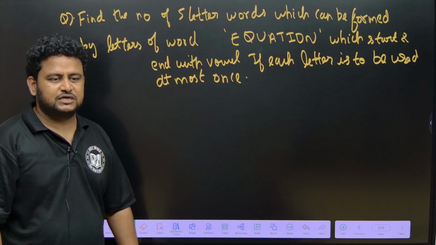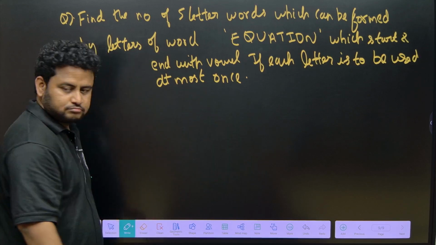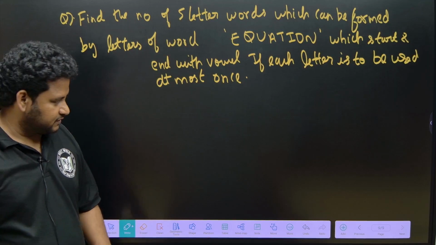What do you mean by "is to be used at most once"? First tell me, what do you mean by "at most once"? One time, maximum is one. Okay, understand one thing, I will explain now.